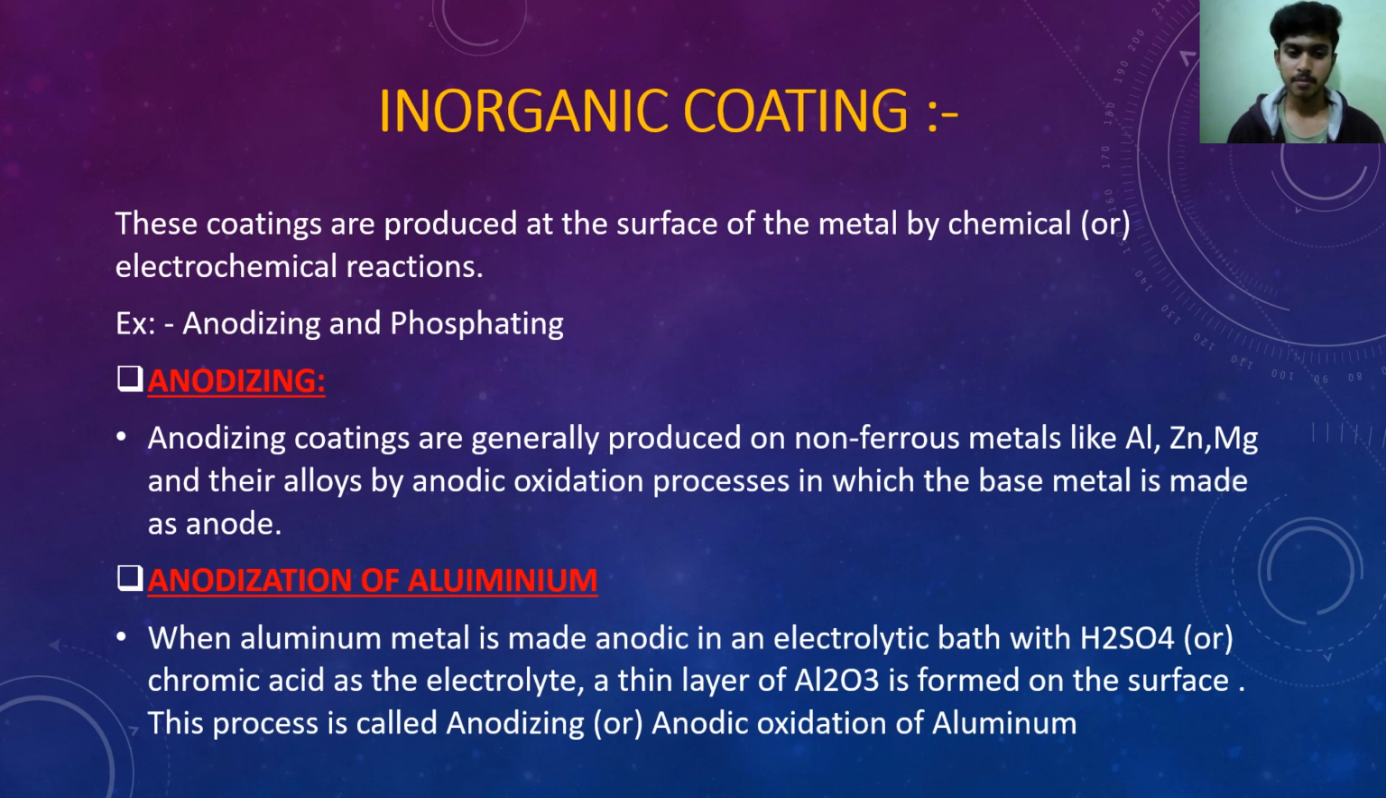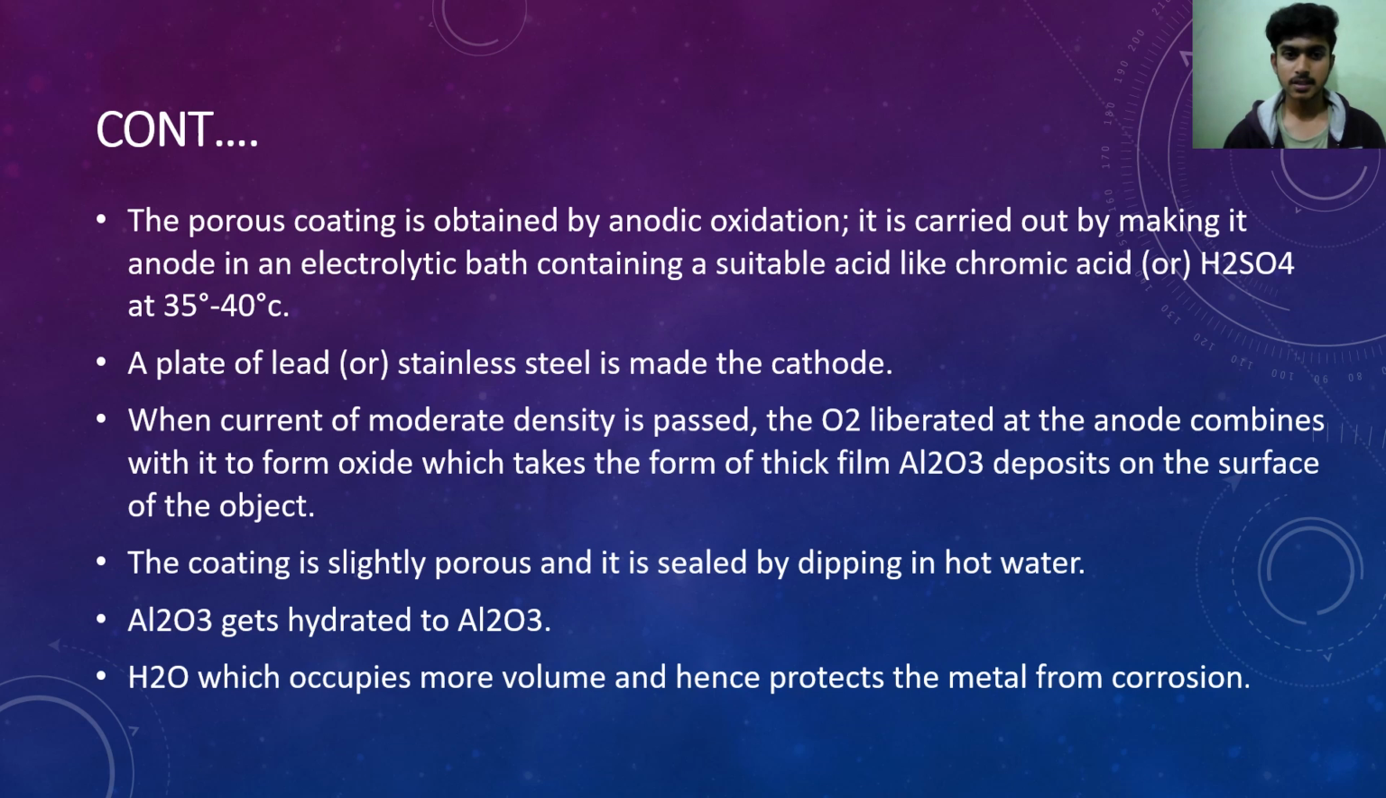Anodization of aluminium. When aluminium metal is made the anode in an electrolytic bath with H2SO4 or chromic acid as the electrolyte, a thin layer of Al2O3 is formed on the surface. This process is called anodizing or anodic oxidation of aluminium. The porous coating is obtained by anodic oxidation. It is carried out by making it the anode in an electrolytic bath containing a suitable acid like chromic acid or H2SO4 at 35 to 40 degrees Celsius.